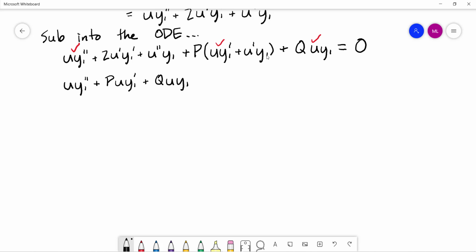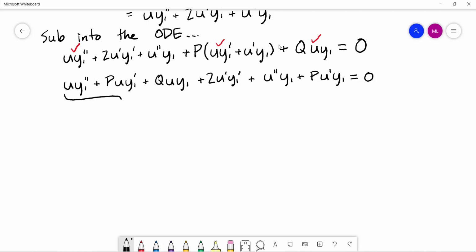Well, this one right here involves y1. This also involves y1, so maybe I could group those two together because I could factor a y1 out. So let me group this one and this one together, and this one will just keep on its own. So we'll have 2u prime y1 prime plus we've got u double prime y1 plus p u prime y1 equals 0. So all I've done is reordered these terms.